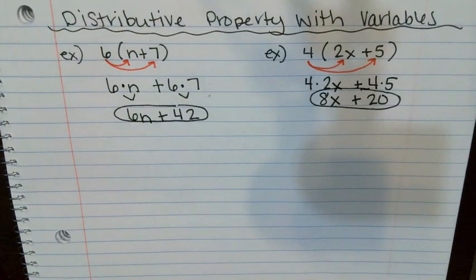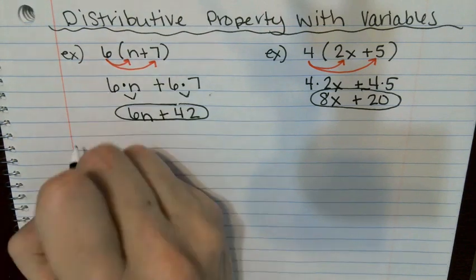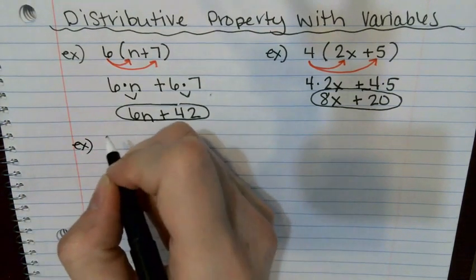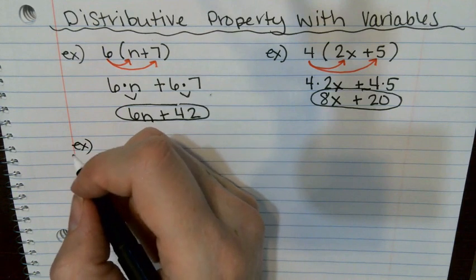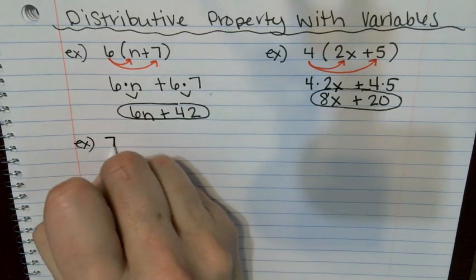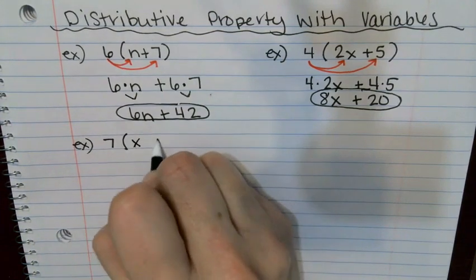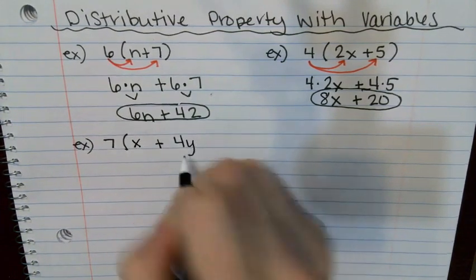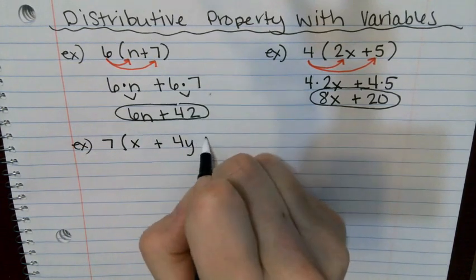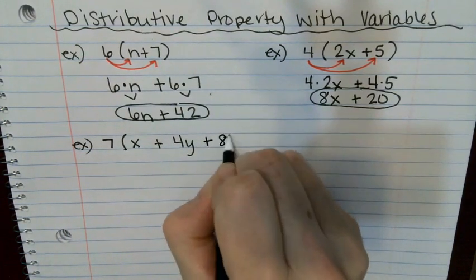Okay, what do you think so far? Easy peasy lemon squeezy? Let's look at another example. Let's look at one with 3 terms. How about 7 times the quantity x plus 4y, and I want a constant number. How about 8?